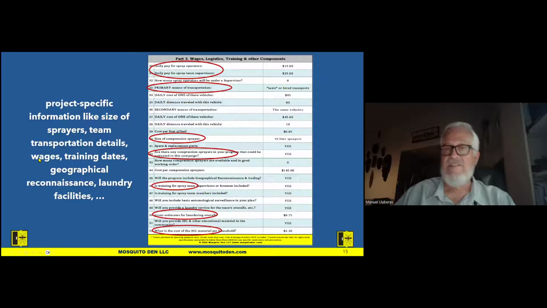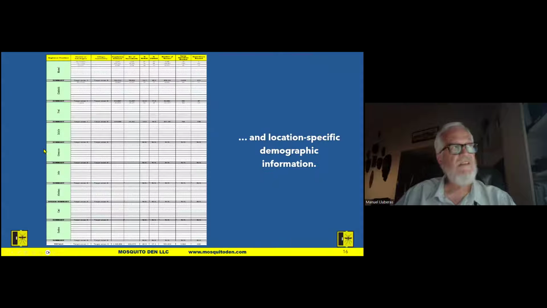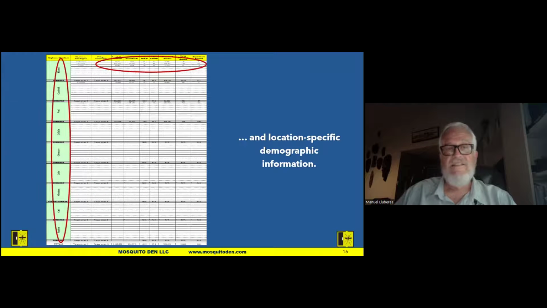And I'm going really fast because this is a lot of information, but we can discuss this later on. We're running out of time too. It asks for area-specific information, and as you put all the information in these columns, it generates data specific to that area.